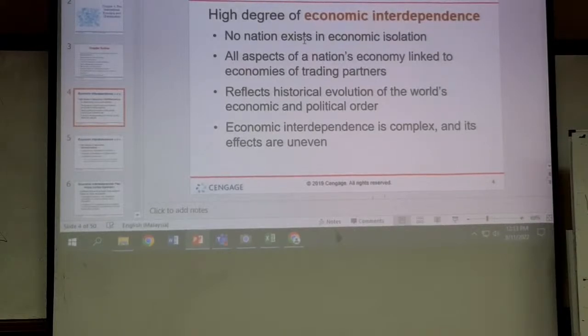How is the trading partner's economic situation affecting this? For example, if the United States has the flu, Malaysia will be having a fever because Malaysia depends on the American market to export. Same thing with Korea, even more so. The biggest market of Korea is the United States. If America has the flu, Korea will be affected too. That's what it means. Reflect the historical evolution of the world's economic and political order.